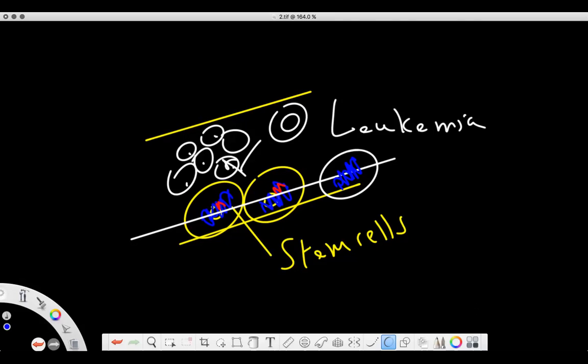So that's it about the stem cells and the use of stem cells. If you go to the note section, you can see exactly the definitions of pluripotent, totipotent and multipotent stem cells, their location and their use.